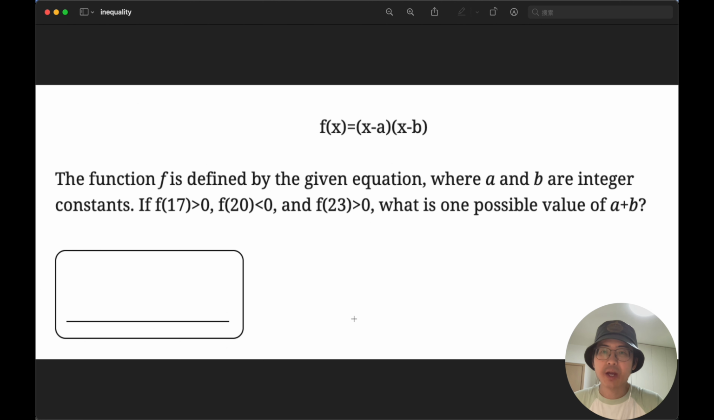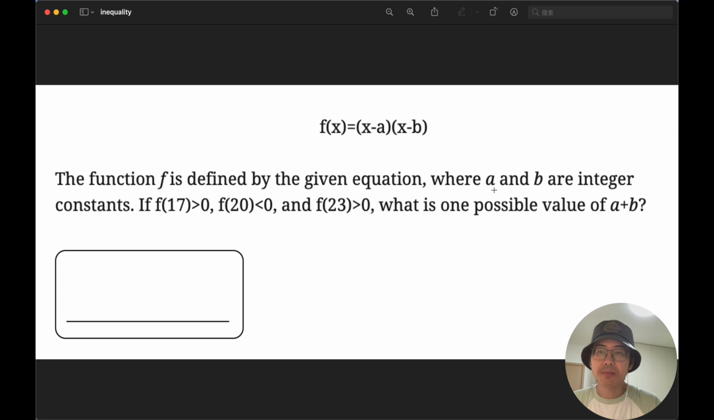In this question we have a quadratic function which is given in the factored form x minus a times x minus b, and a, b are integers, so remember that. We have three different x values and the corresponding y values. We don't know the exact y value, but we know that they are positive or negative, and we're looking for a possible value of a plus b.